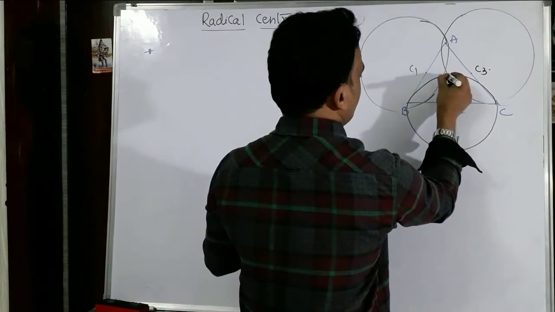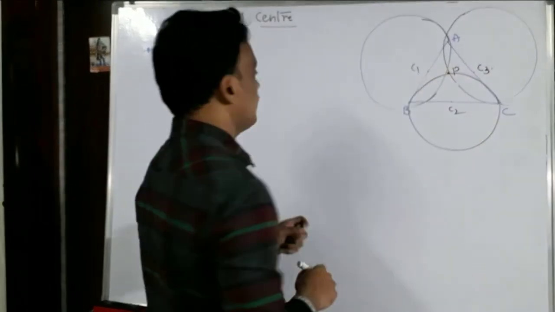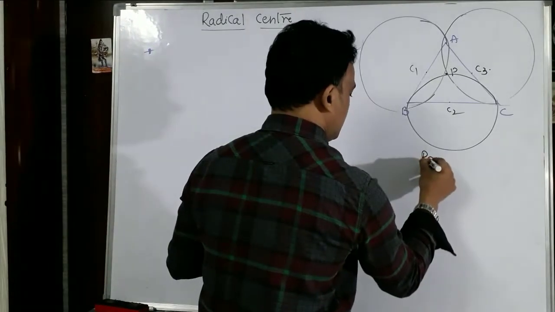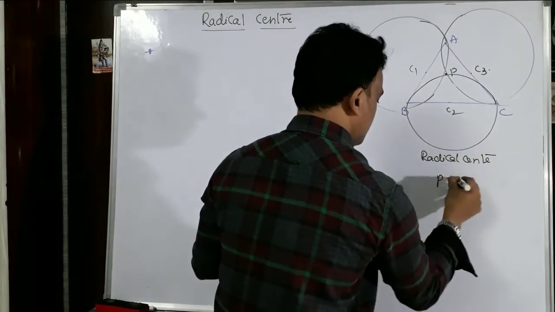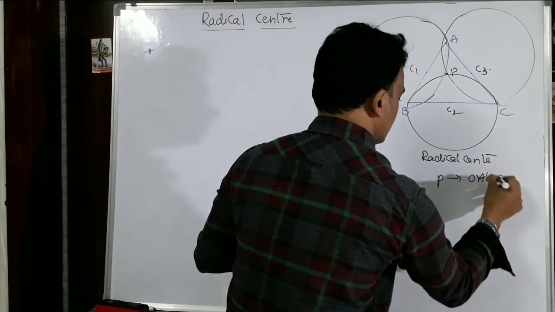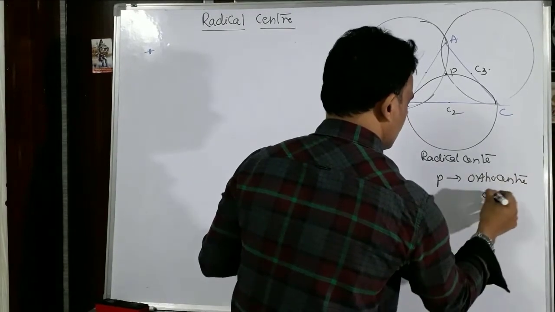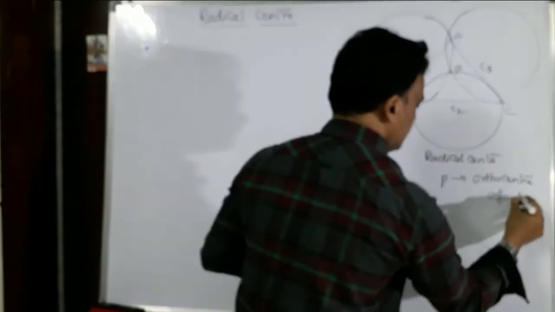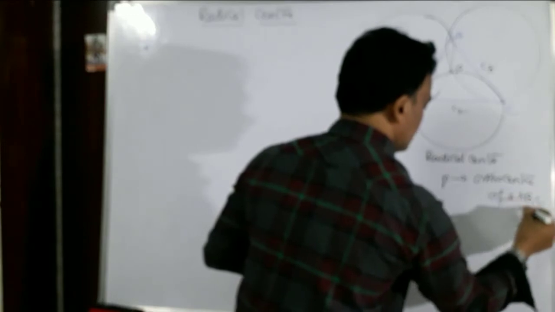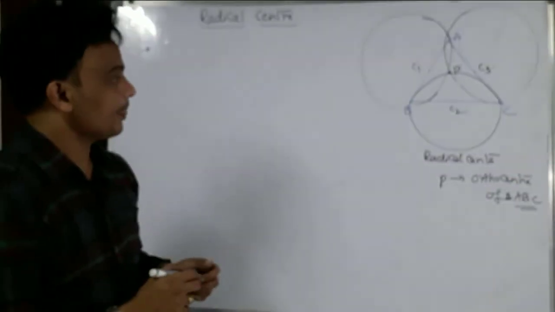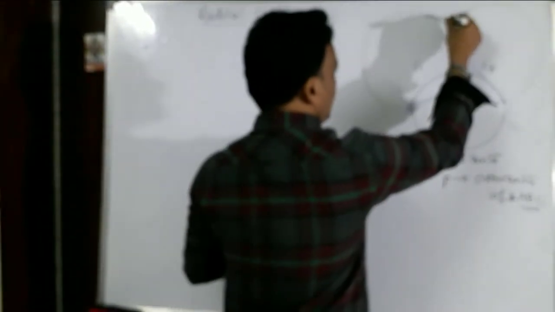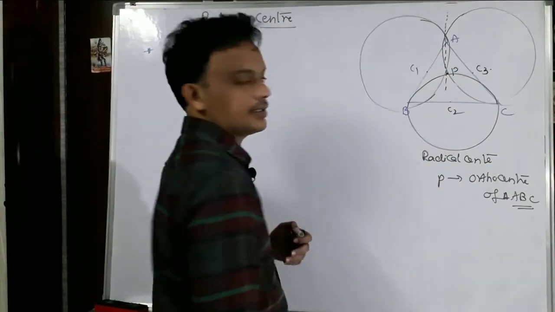In that case, what is the condition for the radical center? In this case the radical center P is the orthocenter of the triangle ABC. So how will it be the orthocenter? Let us discuss this. Anyway, this will be the radical axis. So here I can get the radical axis, right or not?